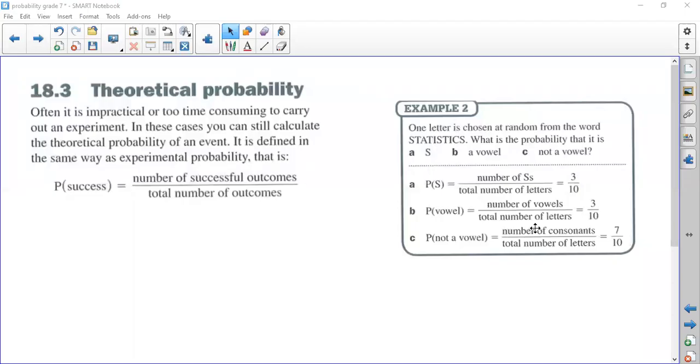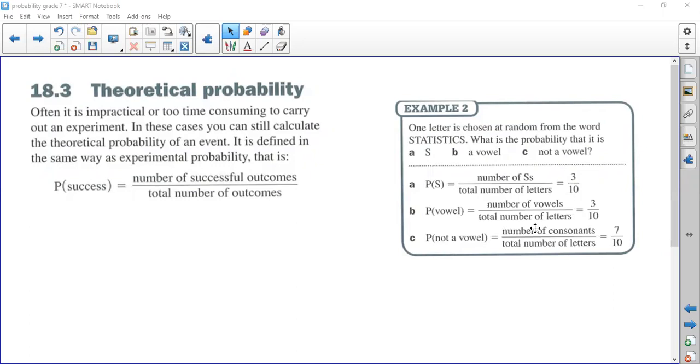Hello everyone. Today we are going to talk about theoretical probability. As you remember, in the last lesson we talked about what probability is, and how to find the experimental one. But we don't always have to do an experiment or a survey to find probability. We have another way to find the probability, and this one is theoretical probability.